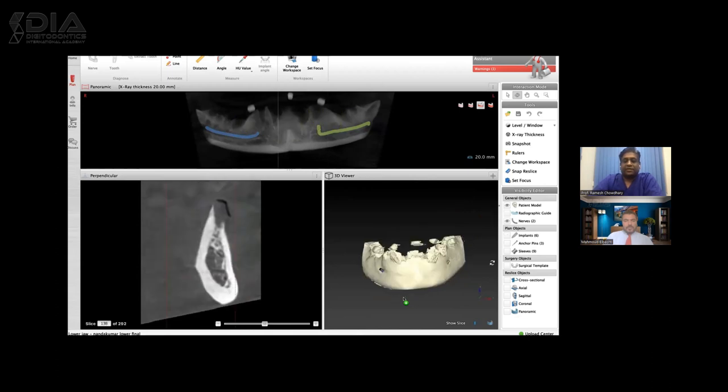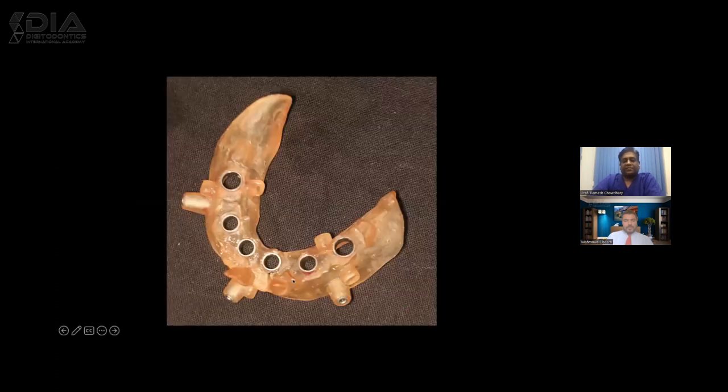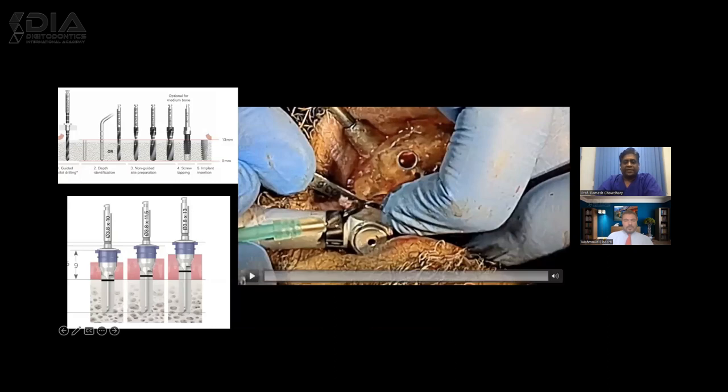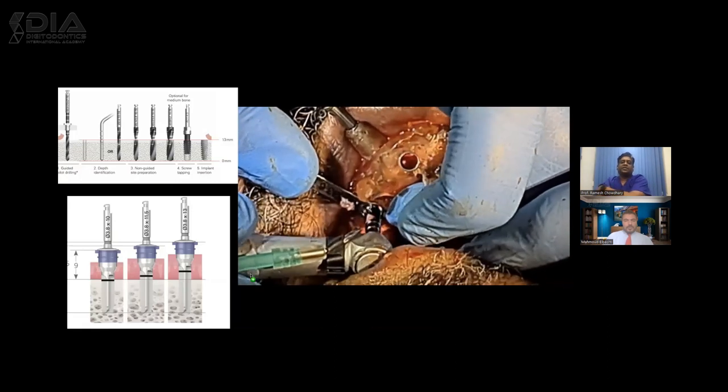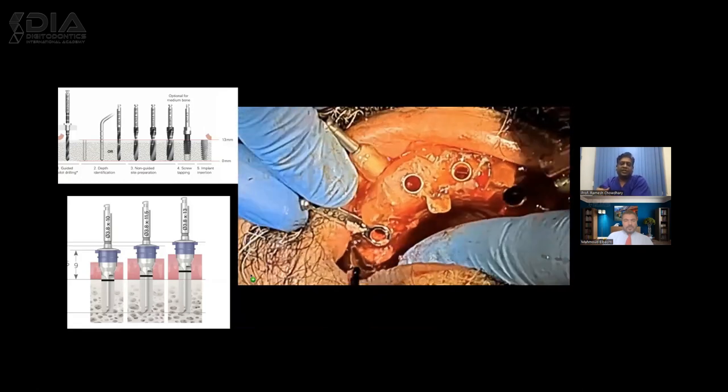So I'll skip that. This is the outcome of the planning. The denture is converted into a surgical guide, with the final guide positions and the vertical pins. And this is the procedure where the guide is placed and the surgery is performed. So it's quite a simple thing.